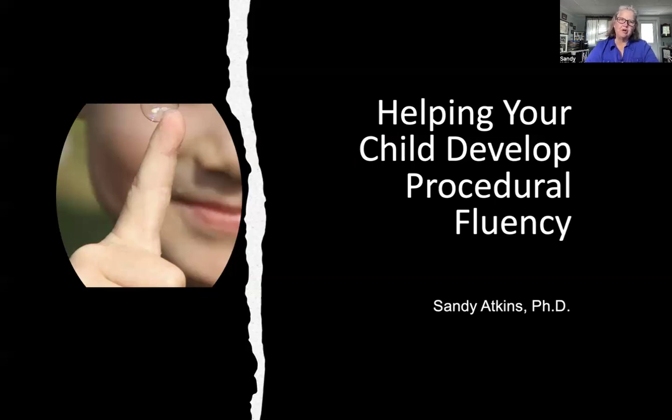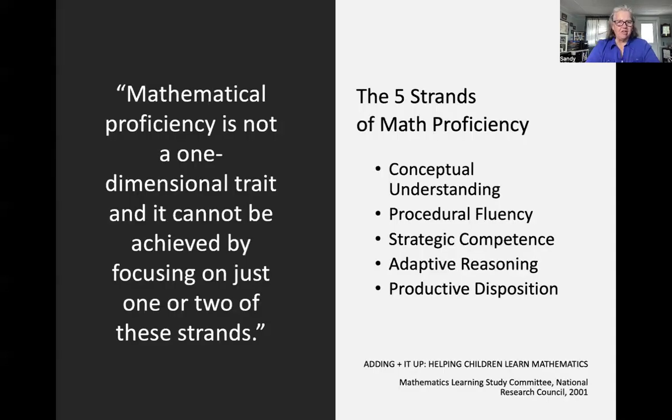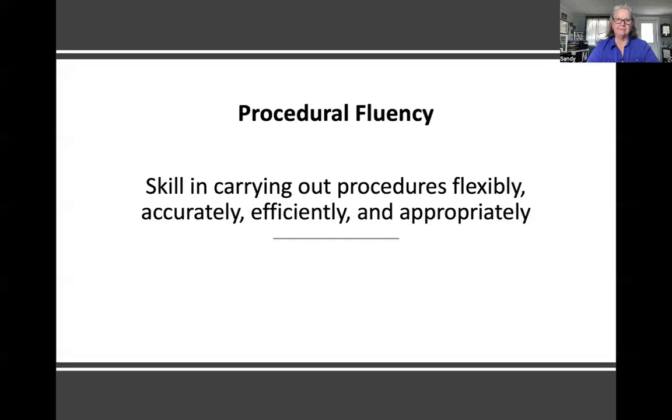And in this video, we're going to be focusing on one of the 5 strands of math proficiency. That is procedural fluency. Now, there's a separate video on those 5 strands, and I'll leave a link in the description below so you can see that video if you'd like. But remember, the 5 strands are interrelated, interconnected. And if your child is really great at one of the strands, it doesn't necessarily mean they're mathematically proficient. We need to make sure they are proficient in all of them. And as I said, they're interconnected, interrelated.